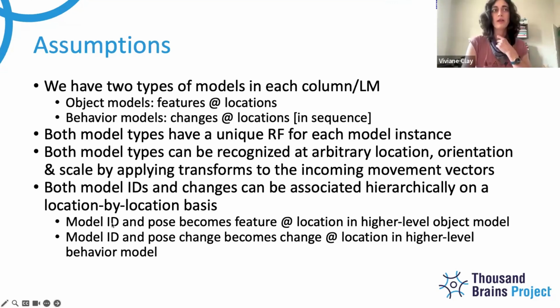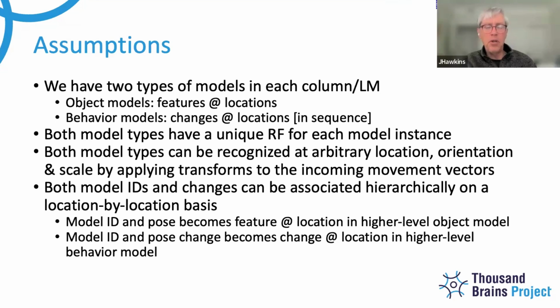So now, at the bottom one, I'm thinking of the higher level learning module or column. And there, the first bullet is basically the object model at the higher level, which stores features which can, in this case now, be child object IDs. And then the second bullet corresponds to the behavior model at the second level in the hierarchy. And there, the changes that it stores don't just have to be changes of low-level features, but they could also be changes of the child object ID or pose. Like if the logo rotates.